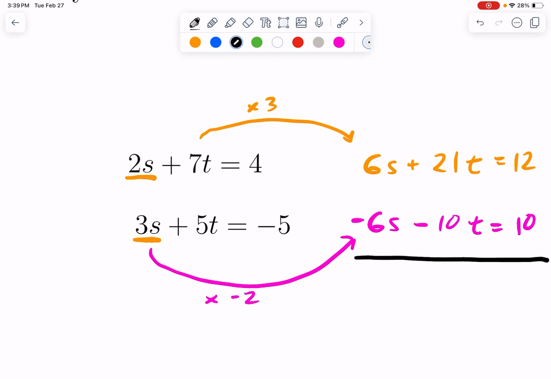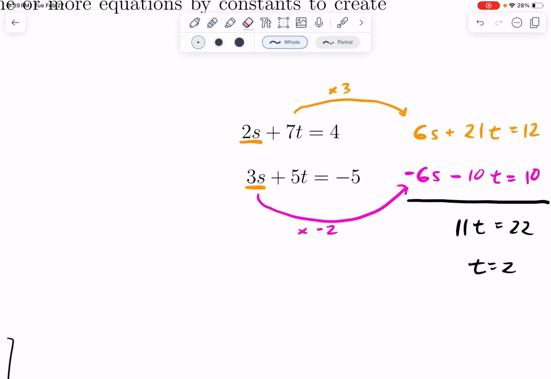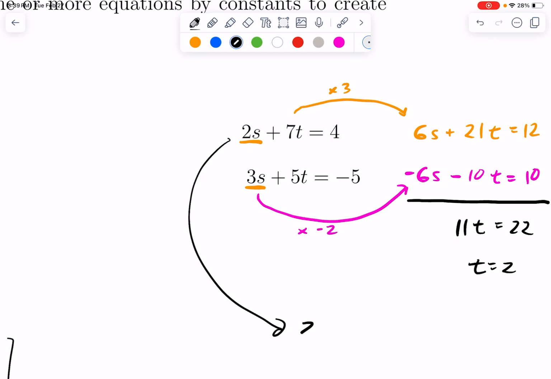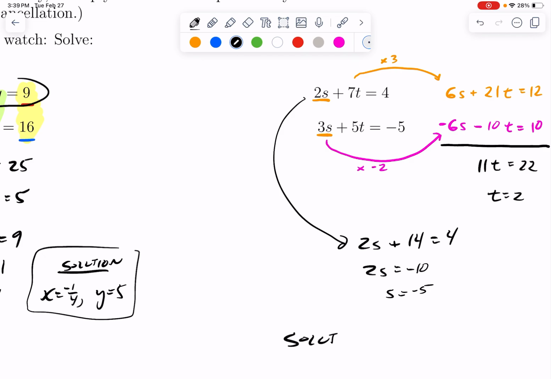So we'll add everything up. The s's cancel. With the t's, 21t minus 10t gives us 11t left and 22 over here. So t is equal to 2. And then we can just substitute that in. So from here, 2s plus 7 times t, which is now 14, equals 4. So 2s equals negative 10, s equals negative 5. And our solution is s equals negative 5, t equals 2.